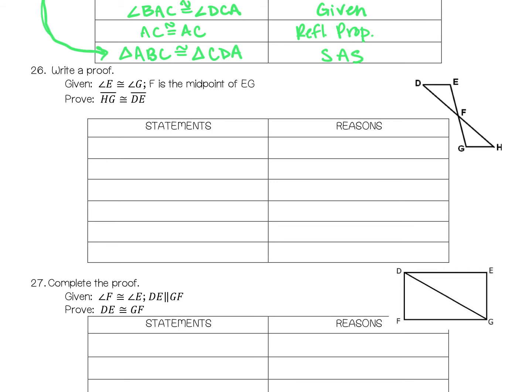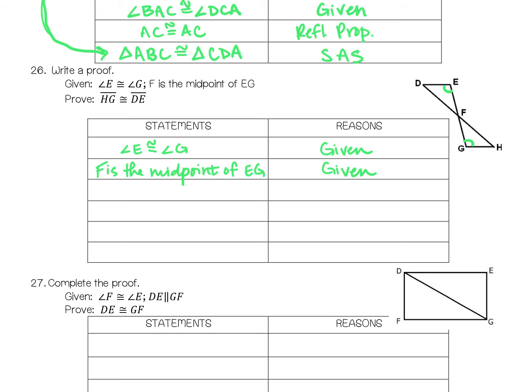For 26, writing down the givens. And then I'm going to mark those things in the picture. So the first given, angle E, is congruent to angle G. And then the second statement doesn't have a congruent symbol in it, so I can't mark anything just yet.